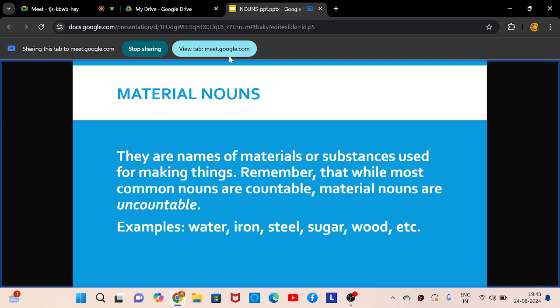Because these are the names of materials or substances that are used to make certain things. For example, water, iron, steel, sugar, wood, salt, etc. Can we count water or can we count steel or sugar or salt or wood? We can just weigh it. We can just know its weight, right? Or we can just measure it, but we cannot count it. We cannot count them. So these are all uncountable nouns.